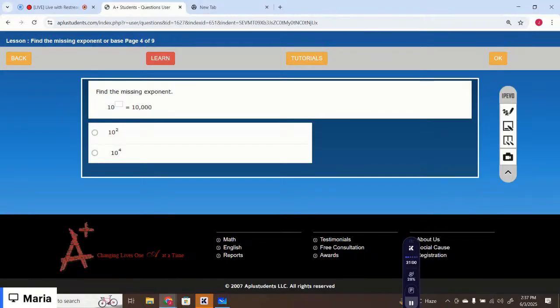Find the missing exponent. That is 10,000. So where you have four zeros, that is 10 exponent 4. Option number 2 is the correct option.